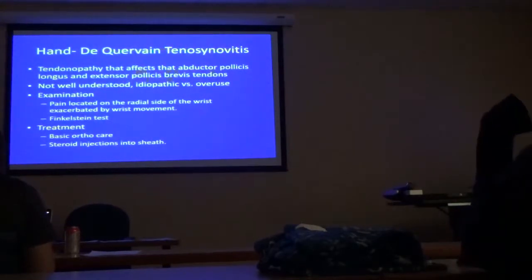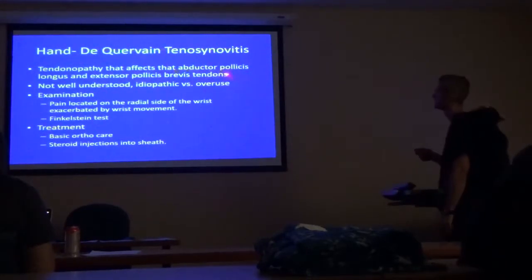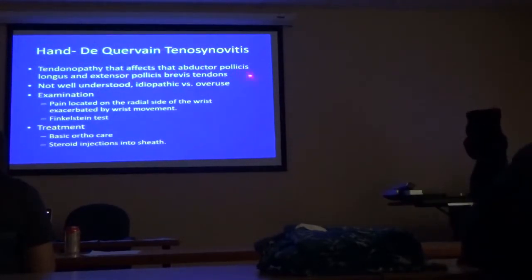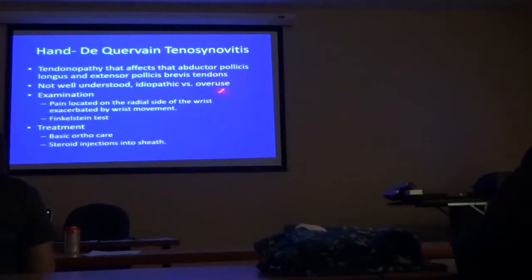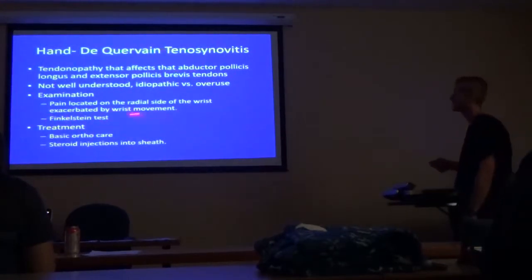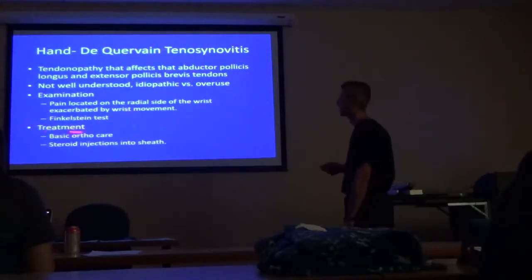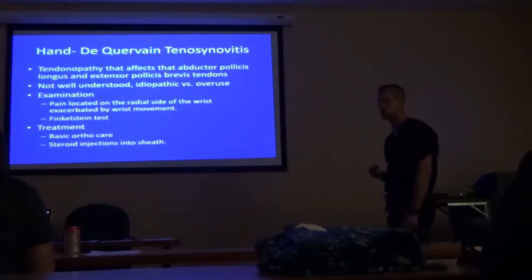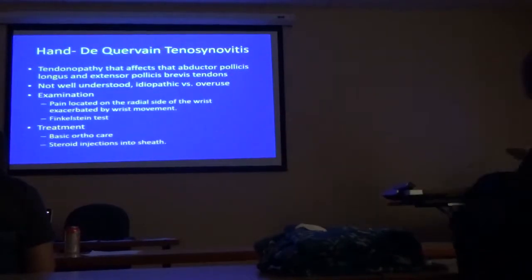De Quervain tenosynovitis is a tendinopathy that affects the abductor pollicis longus and extensor pollicis brevis. It's not well understood, idiopathic versus overuse; I tend to go more towards overuse. Pain is located on the radial side of the wrist, exacerbated by movements of the wrist. Finkelstein's test: I will ask you about Finkelstein's. It's in your lecture notes, look it up.